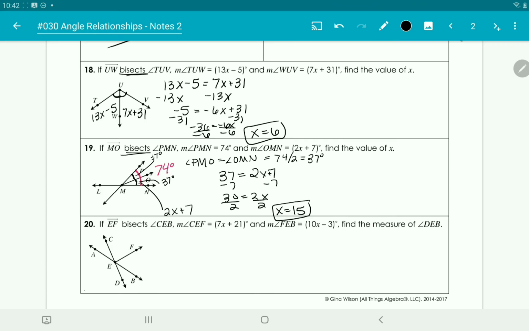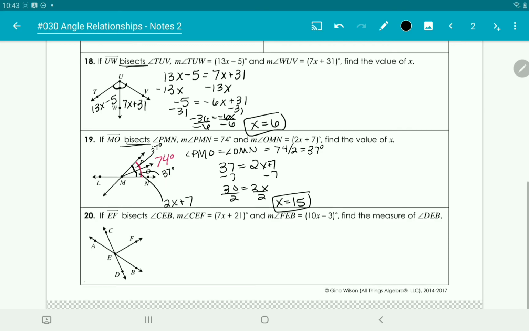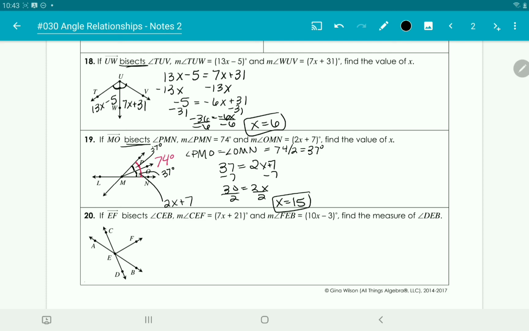So again, if it bisects, it cuts it in half. Okay? And then if we know that this angle is two different things, you can set those two different things equal to each other. So EF bisects CEB. So CEB is cut in half this way. So those two are the same. I'll put little tick marks to show you they're the same.